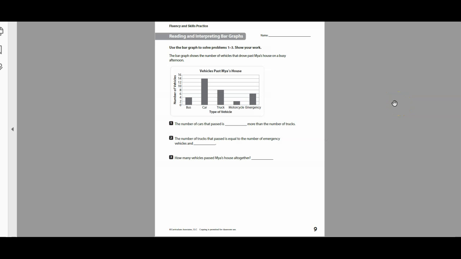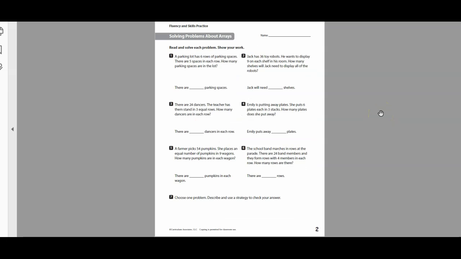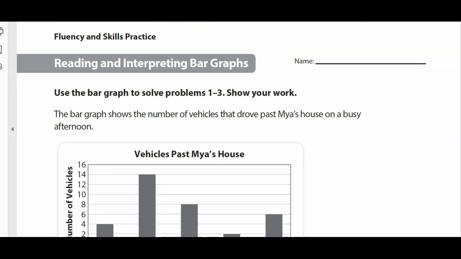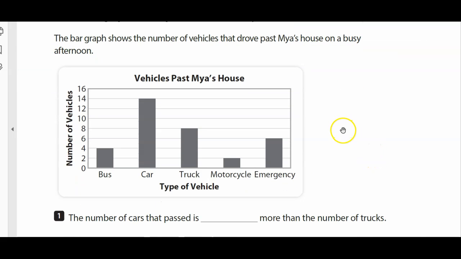So go to page 9 on this packet right here, page 9. And we're going to do it together. Now, this page talks about a graph, right? And remember what type of graph this is? What are these? It's a candy bar. There you go. It's called a bar graph because these columns are bars. Plus look, it says right there, bar graph.